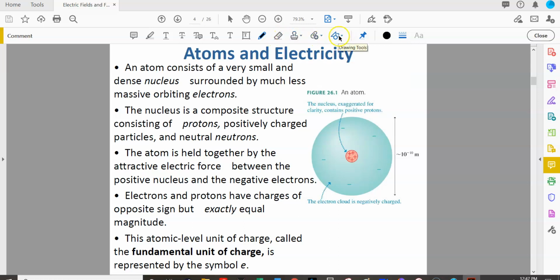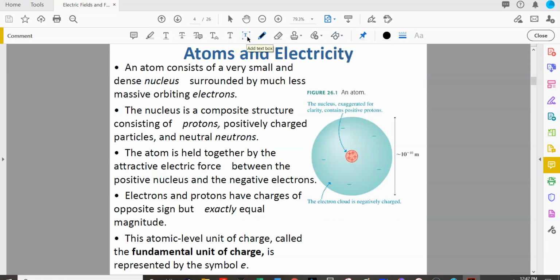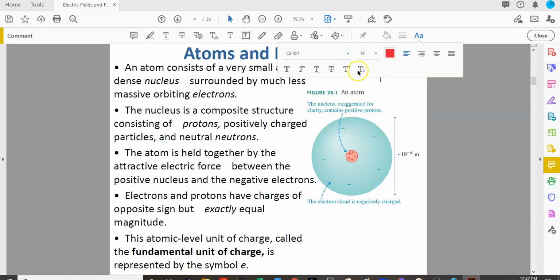Over here are little shapes that you can insert. You can insert vectors, lines, rectangles, ovals, things like that. You can also place a text box, and if you click that text box, you'll have options to subscript and superscript things too. And you can actually change the color of that text box.